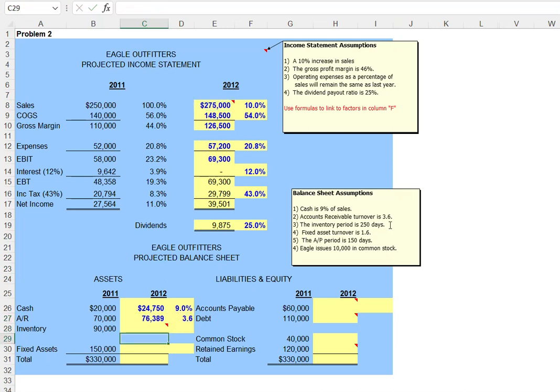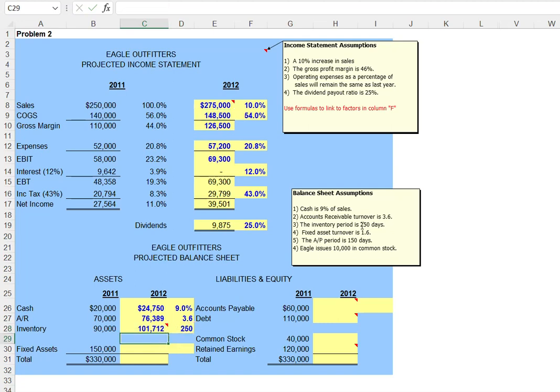We're told our inventory period is 250 days. So we need to figure out how much we are purchasing each day. We're going to take our cost of goods sold, $148,500, and divide it by 365. And you see on average we're selling merchandise that costs us $407. If we have $407 worth of merchandise on hand and can support 250 days worth of sales, that means our inventory will be that 407 times 250.